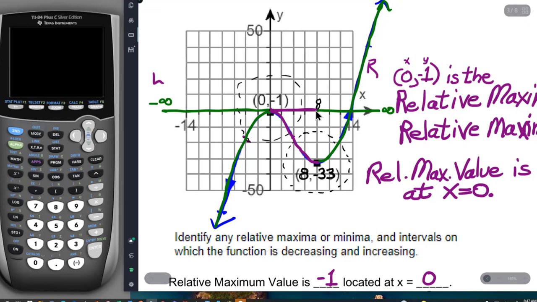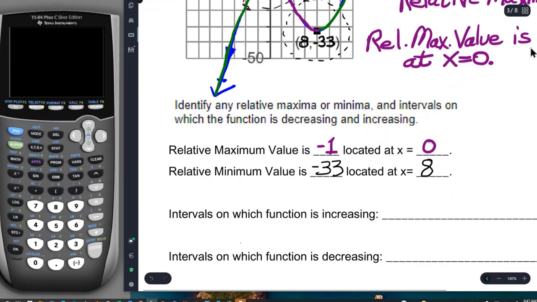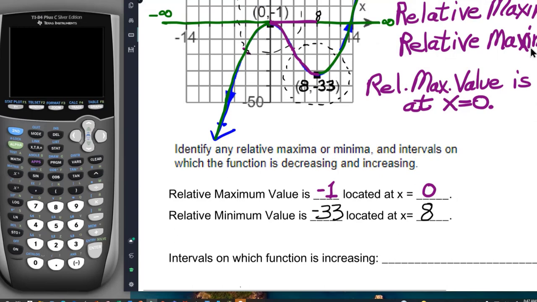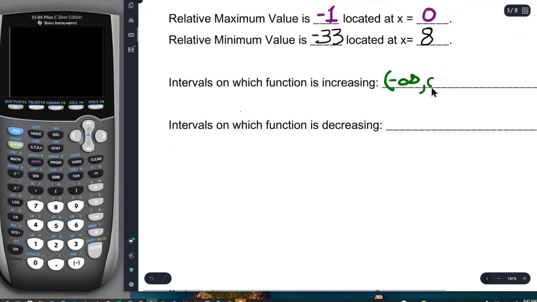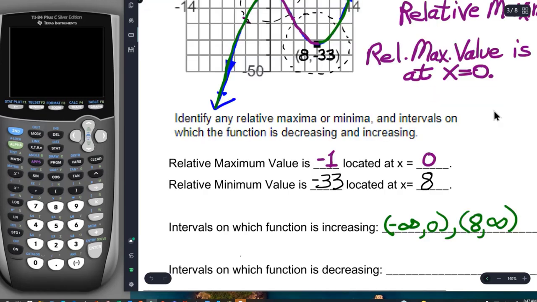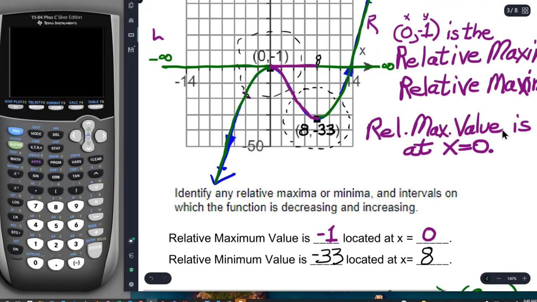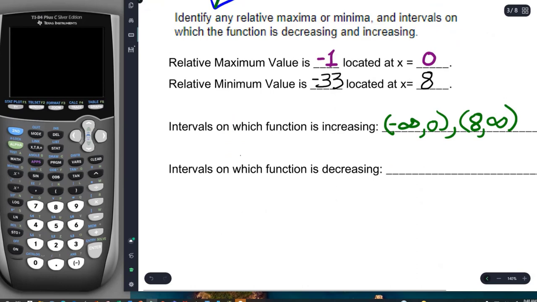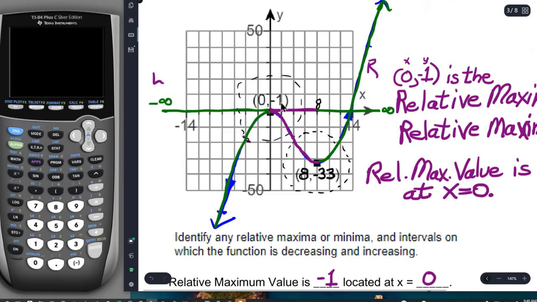So I'm going to write the answers, but then I'm going to come back and we have to talk a little more about this. So the intervals on which the function is increasing are, in green, from negative infinity, it's way down there, to zero on the x-axis. Then I put a comma and we're going to go from 8 to positive infinity. Make sure that's right. Yes, it is. And the decreasing part of the graph goes from x equals 0 to x equals 8.